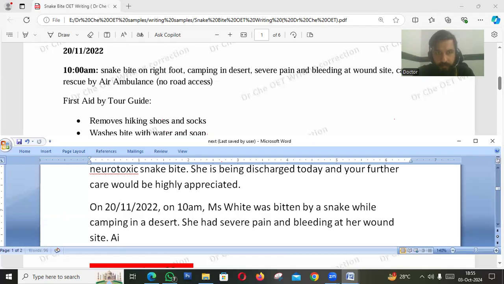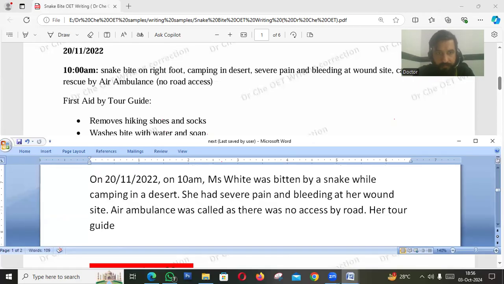Just write a passive as okay. Air ambulance. Ambulance would be small. Okay. Air ambulance was called as there was no access by road, okay? Our tour guide provided her first aid by removing her hiking shoes and socks and, okay, like this.